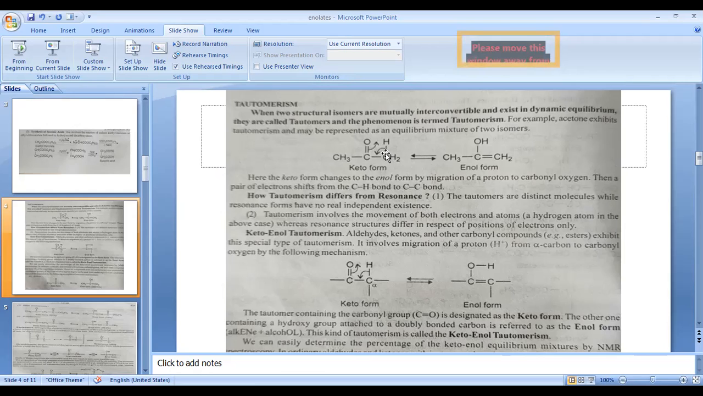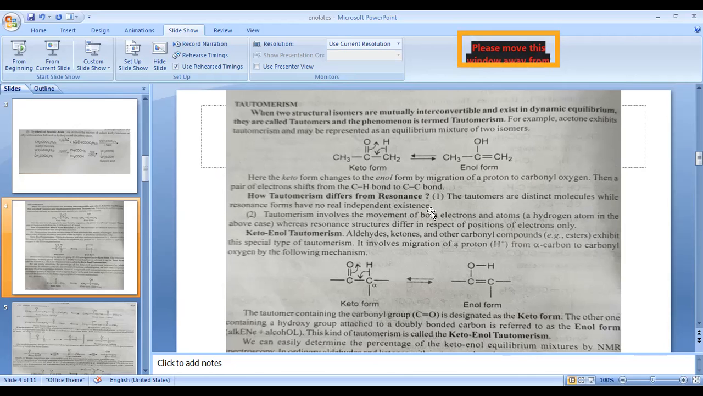Pair of this electron, this is the carbon-hydrogen bond. It gets shifted from carbon-hydrogen to carbon-carbon. Now, what is the difference between resonance and tautomerism? Tautomers are two distinct molecules, while resonance forms have no real independent existence. Tautomers are different molecules, while resonance forms are only resonating forms.